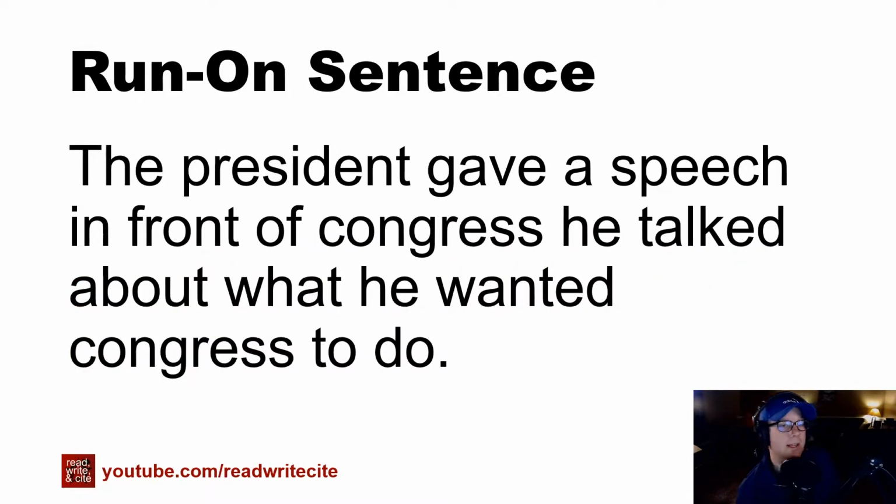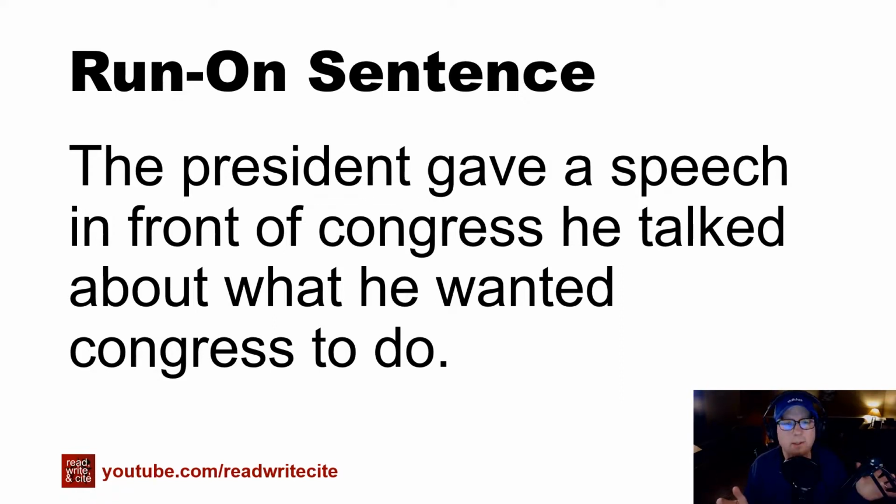So here is a sample sentence. The president gave a speech in front of Congress. He talked about what he wanted Congress to do. Now, you can kind of tell where the end of the sentence is, right? That's because it's two independent clauses. There is a clear break between them. And with independent clauses, sometimes it's kind of obvious because this is how we communicate, but we don't always recognize that we have to separate them.